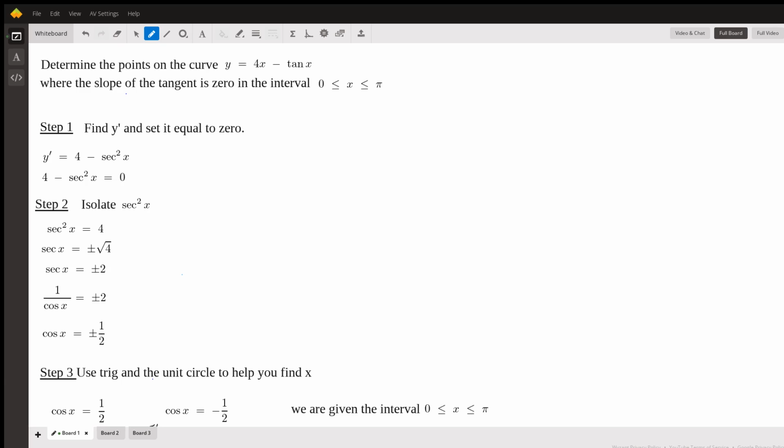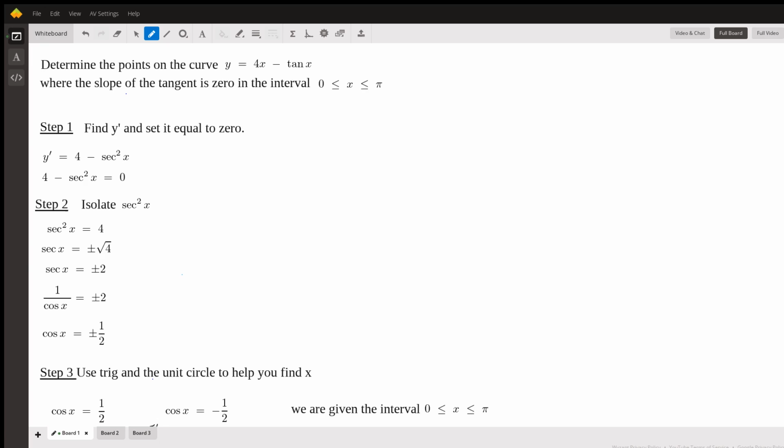Determine the points on the curve y equals 4x minus tan x, where the slope of the tangent is 0 in the interval 0 is less than or equal to x is less than or equal to pi. So first off, we want to find y prime because we're looking for the slope of the tangent. And we want to set that equal to 0 because we're looking for when the slope of the tangent is 0. So first off, we're going to be doing y prime equals 4 minus secant squared x.